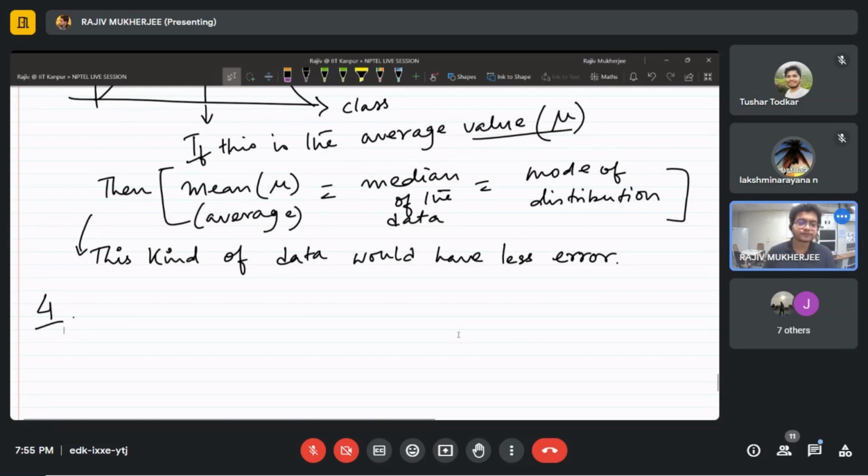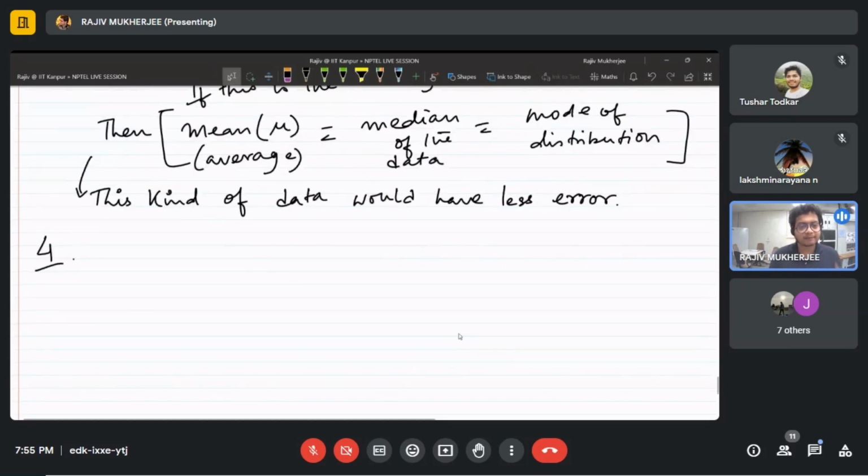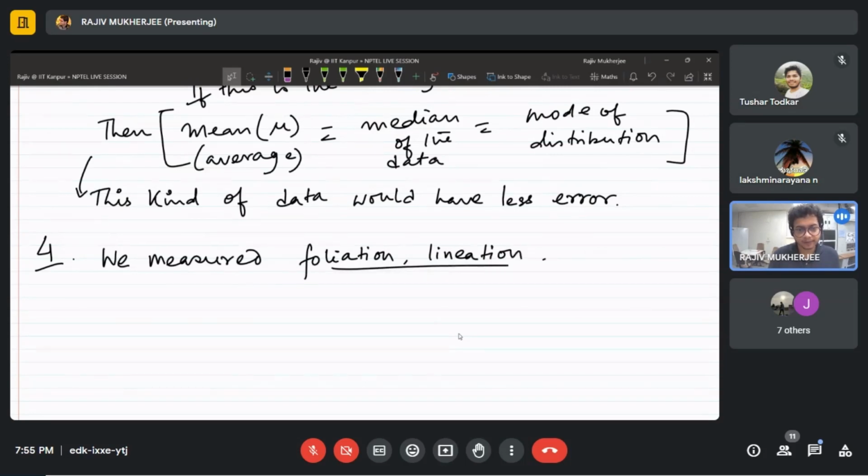So now my question is, this is a significant question. We have measured the different structural data. We measured foliation, lineation, right? We measured dip, strike, pitch, plunge, trend, every possible set of data we have measured.